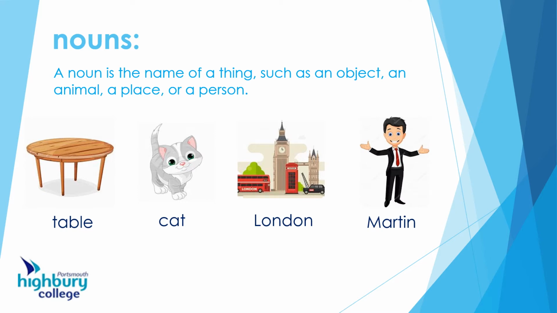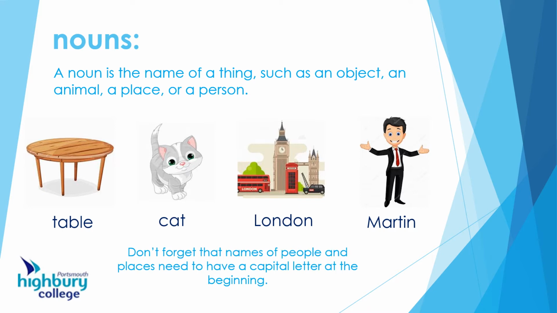The thing you need to remember is that if you're talking about the names of people and places, then when you're spelling the word, you have to use a capital letter at the beginning. So look, London and Martin, that's the name of a place and the name of a person. So have a capital letter at the beginning.